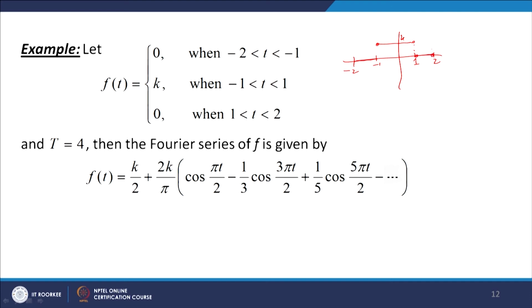Okay. So, you can see here, and then T is equal to 4. So, it is a periodic function with period 4, f(t plus 4) equal to f(t), that is given to us. So, if you look at the graph of this function over minus 2 to 2, we see that the function f is an even function.